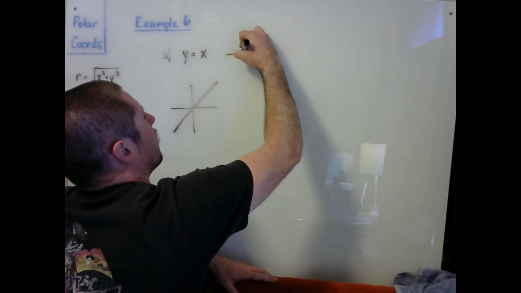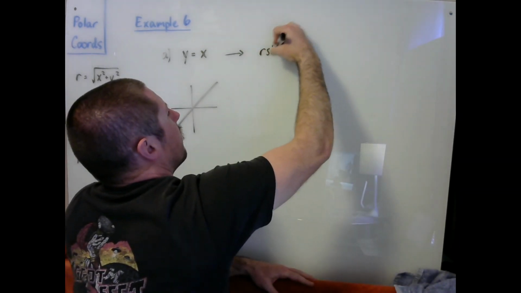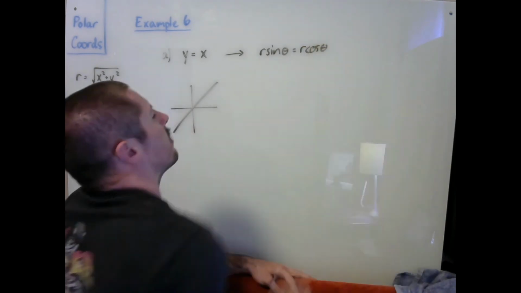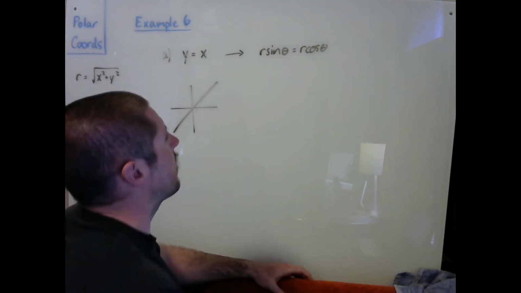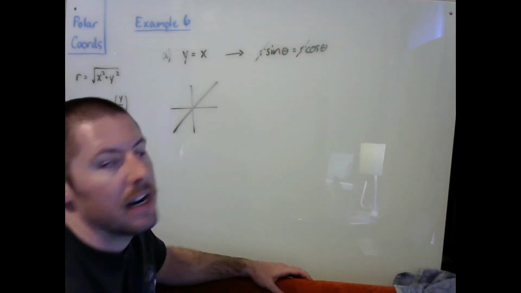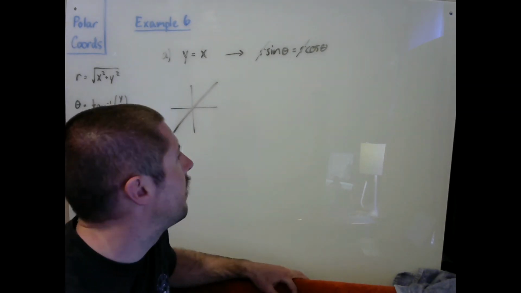So I'm going to convert this into polar. I know that y is the same thing as r sine theta. I know that x is the same thing as r cos theta. So my first algebraic move here is to say, it looks like we have an r on both sides that we can divide away. So let's literally just cancel off these r's right here. I divided both sides by r. And I'm left with sine theta equals cosine theta.